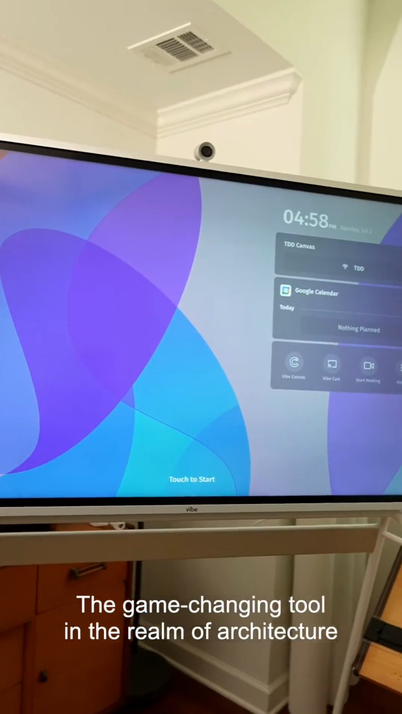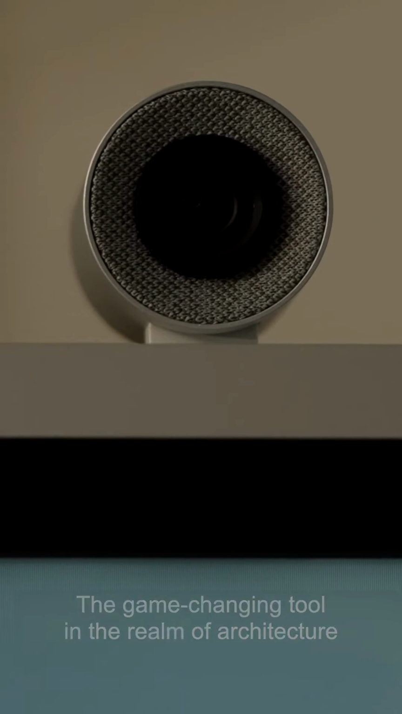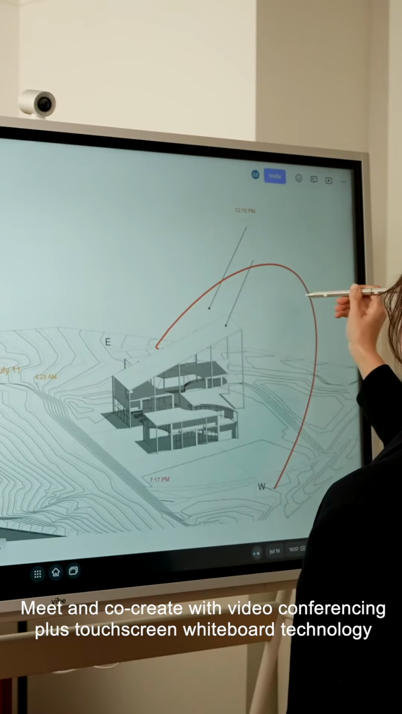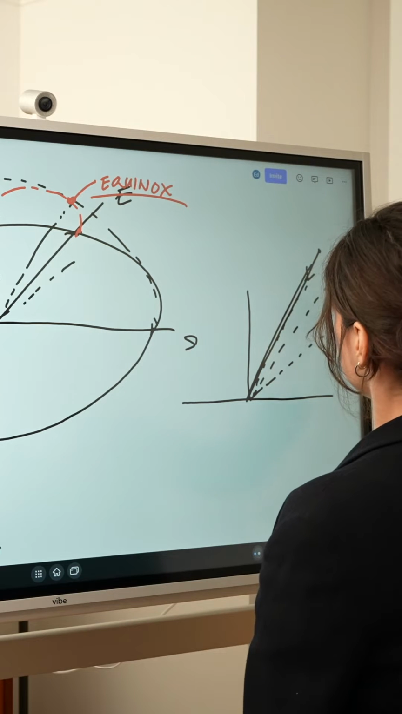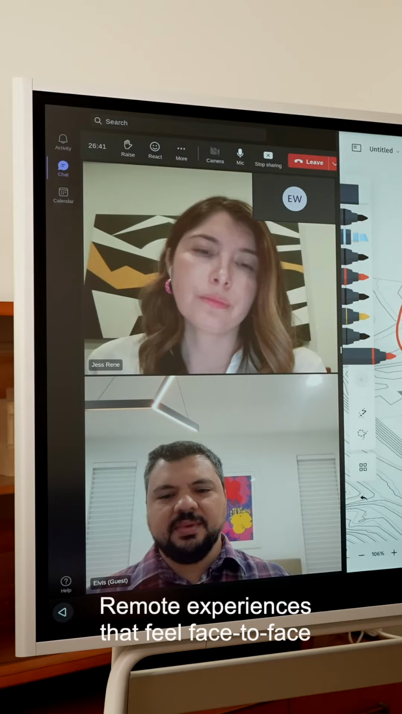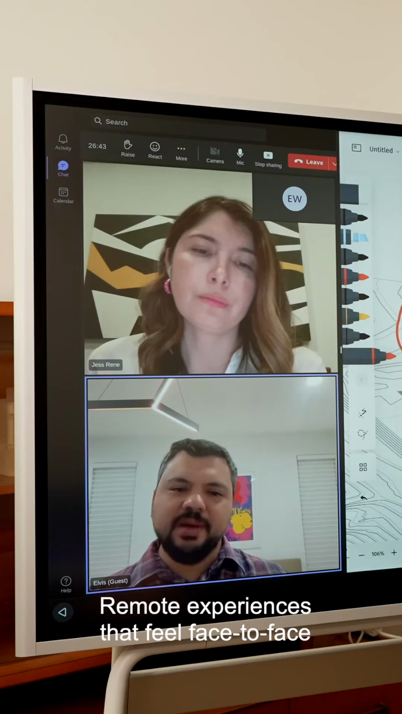This is my wife's home office, and in today's review, we'll be examining the role the S1 plays in the realm of architecture. The beauty of the Vibe S1 is that it combines the analog and digital tools, and it is how you will instantly start a meeting, instantly share a Vibe Canvas experience with your team or with clients.